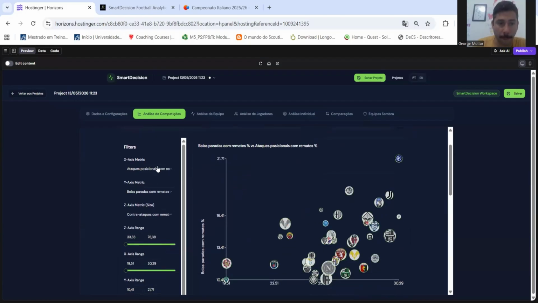Continuing here, positional attacks, set pieces and counterattacks. And here comes an important thing: the counterattacks. If you allow other teams to have possession of the ball, it's usually because you want a lot of counterattacks. Let's see how the counterattacks behave, okay? Since the counterattack is the symbol, it's also the circle, right? So the circle is reasonable.